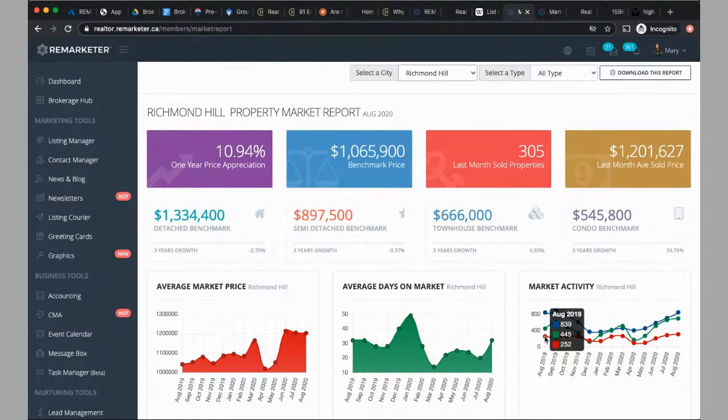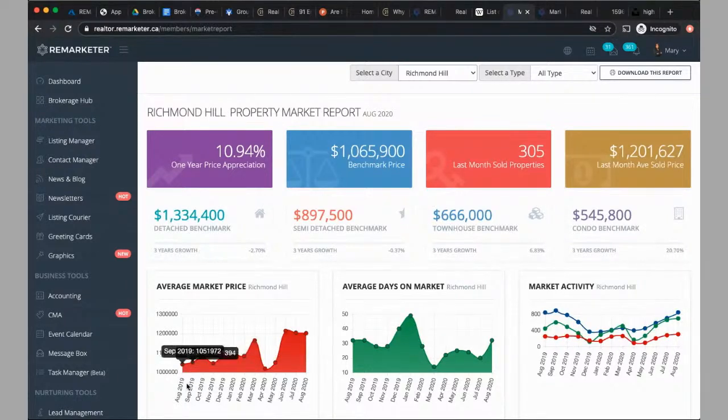So 252 were sold last August, but we still had a large inventory carryover. So you could see how the markets are changing. So a seller in Richmond Hill might not have the same difficulty as Aurora. So you can see how you can really use these numbers to find out where things are moving.